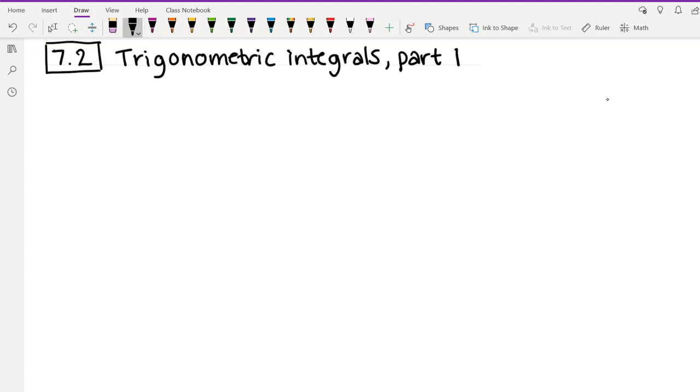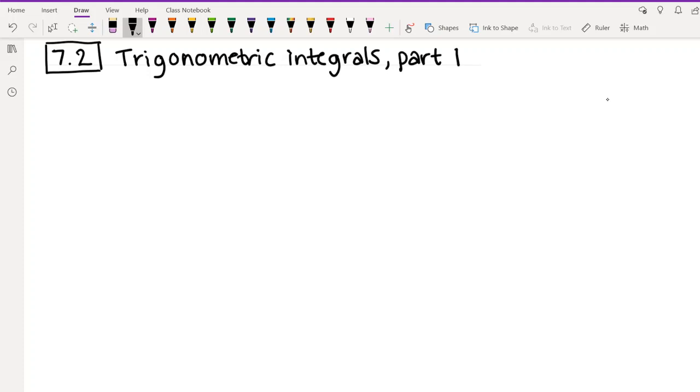Hi everyone. So in this section, we're going to be looking at trigonometric integrals, meaning integrals where you have a trigonometric expression. So in this video specifically, we're going to be focusing on trigonometric expressions where you're either multiplying together powers of sine and cosine or powers of tangent and secant.